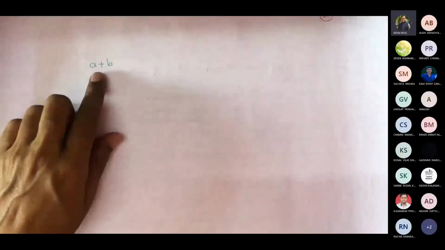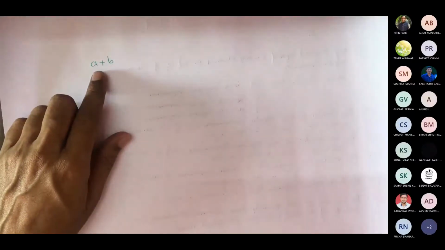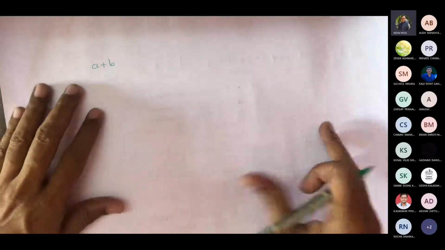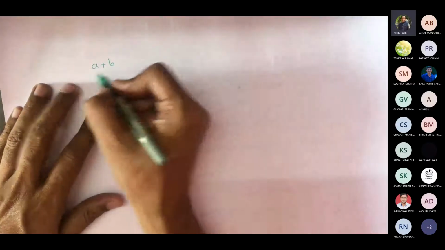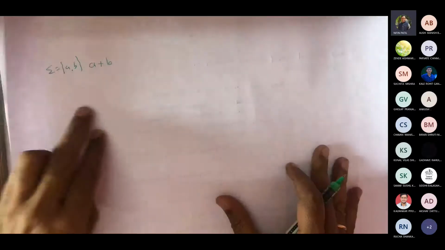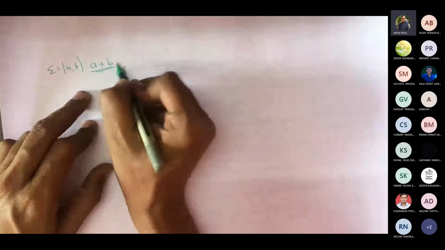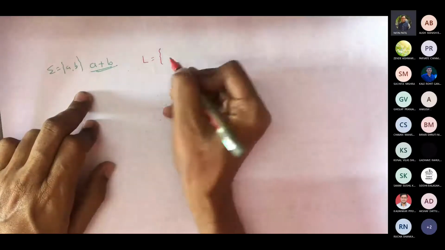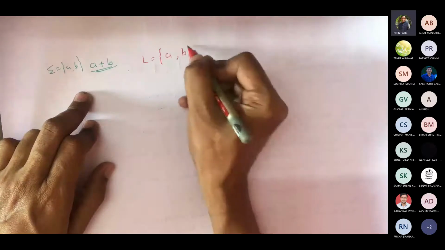Whenever I am talking about A plus B, as we said, a regular expression is a representation for the language accepted by a finite automaton. So if sigma equals a comma b, and a plus b is the regular expression given to me, then what would be L? We can say it is accepting either a or b.